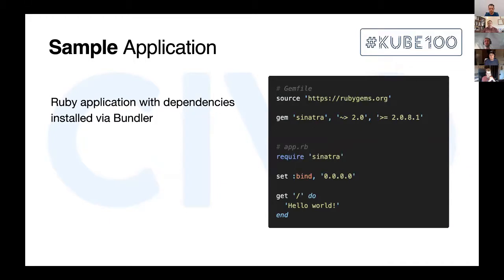So what we're going to deploy today is a sample application. It's a very simple Ruby application using bundler. And all it's going to do is listen on HTTP and respond to a request to the root with hello world. I'm not a great Ruby developer. I'm quite new to it, so that should be enough.